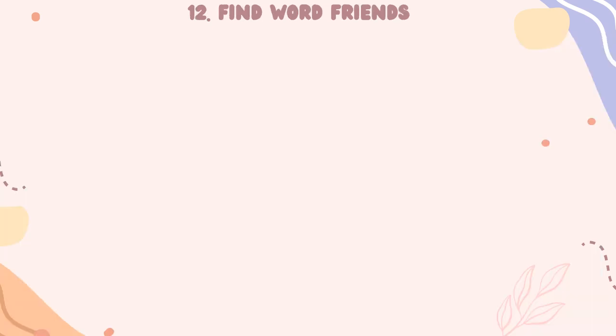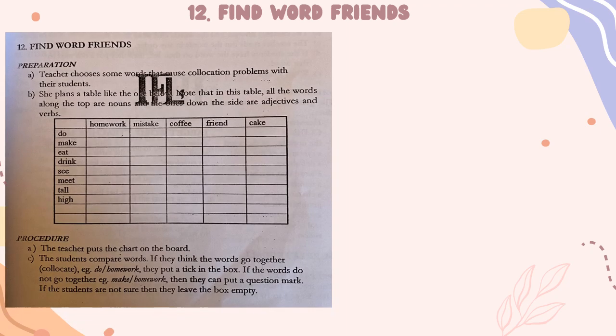Technique number 12 is called Find Word Friends. This technique is great for helping students with recognizing words that are commonly combined together, and avoiding combining them incorrectly. It helps them identify words that go or collocate with one another. So the teacher plans a table. As you can see in the picture, you have all your nouns on the top and all your verbs and adjectives on the side columns.